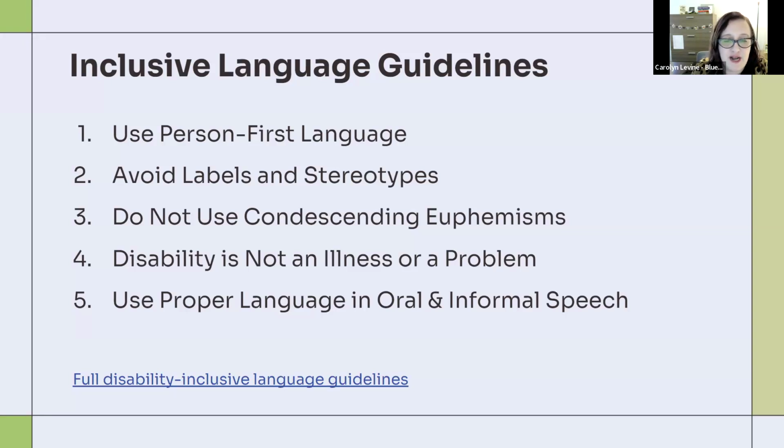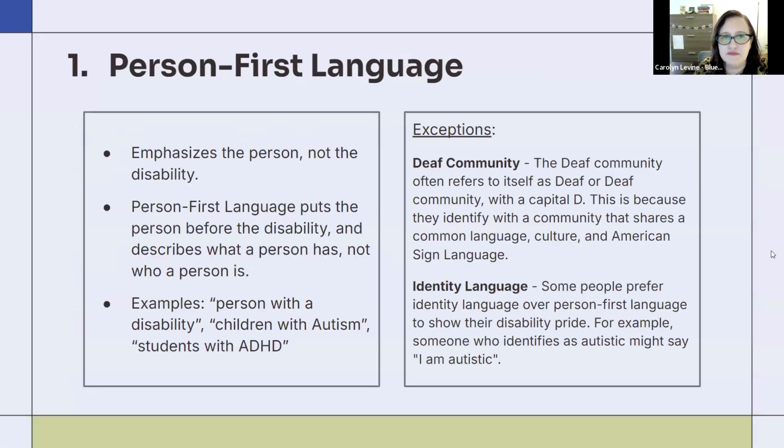The information that I have here is from the UN Summit on Disability Inclusive Language Guidelines, and this was made by individuals with disabilities who have experienced these kinds of things. So I feel really good about these guidelines being accurate and appropriate. Everyone has probably heard of person-first language. This is emphasizing the person, not the disability. So, for example, we would say a person with a disability, not a disabled person, or children with autism instead of someone who is autistic, those kinds of things.